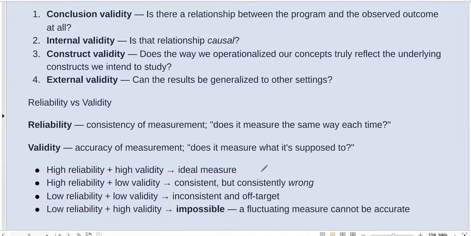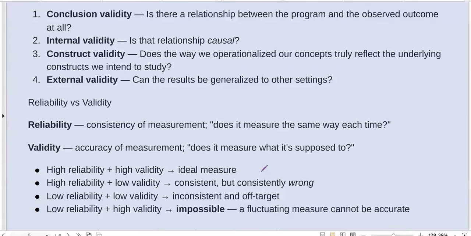If I have to compare both concepts again, reliability is consistency of measurement. Does it measure the same way each time or not? Validity is accuracy of measurement. Does it measure what it is supposed to? So the first asks whether it measures the same way each time, and the second is more bothered about the results, or the conclusion. High reliability plus high validity is the ideal measure.